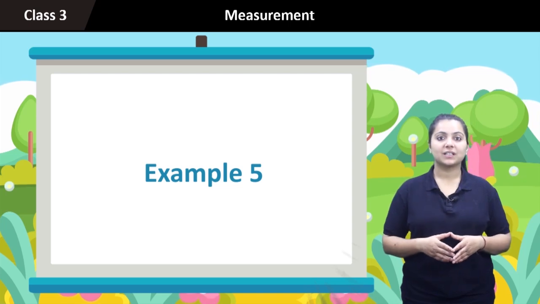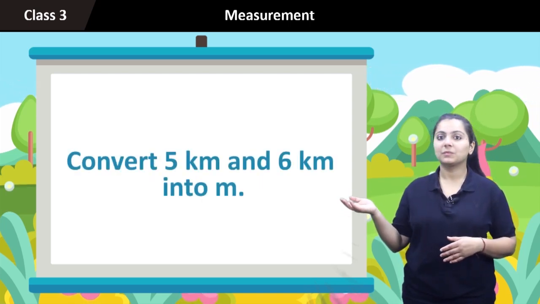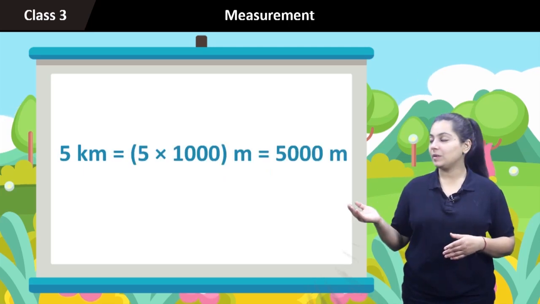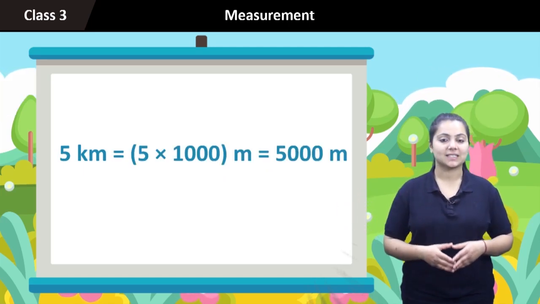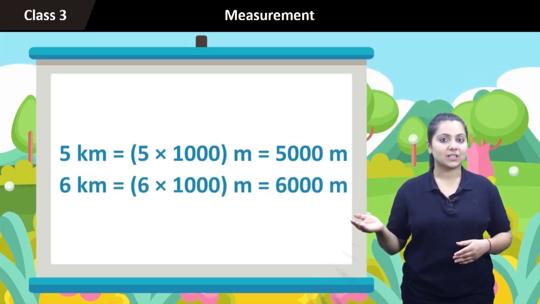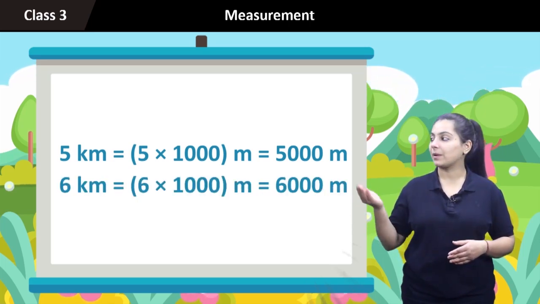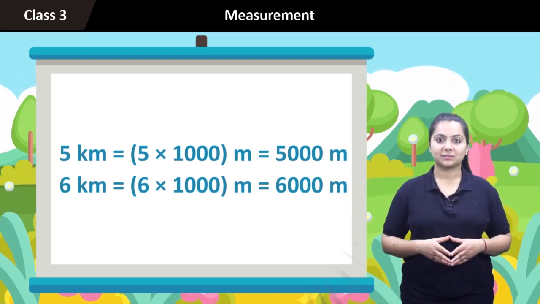Example 5. Convert 5 kilometer and 6 kilometer into meter. 5 kilometer is equal to 5 multiplied by 1000 meter, that is equal to 5000 meter. 6 kilometer is equal to 6 multiplied by 1000 meter, that is equal to 6000 meter.